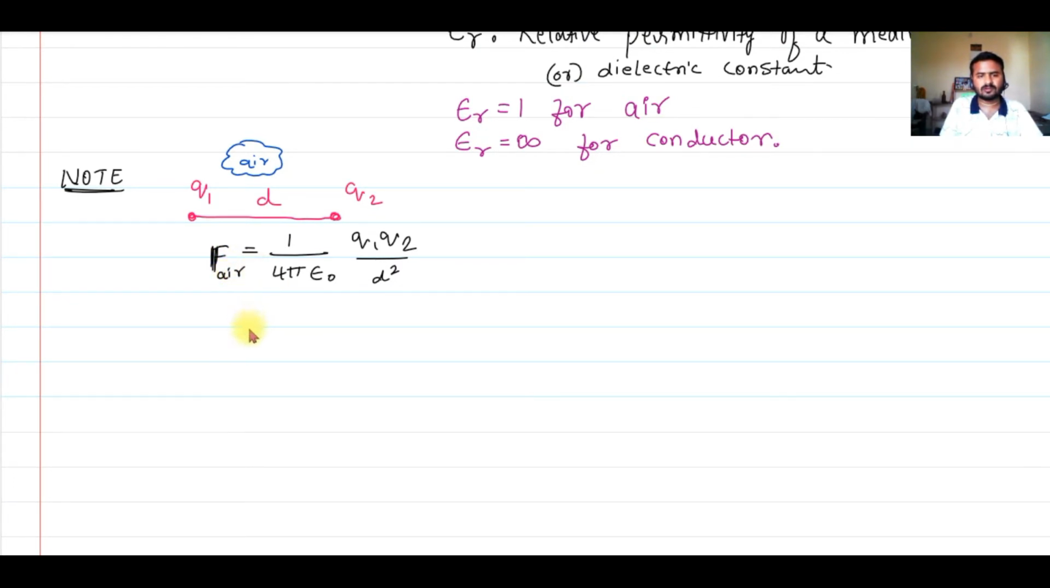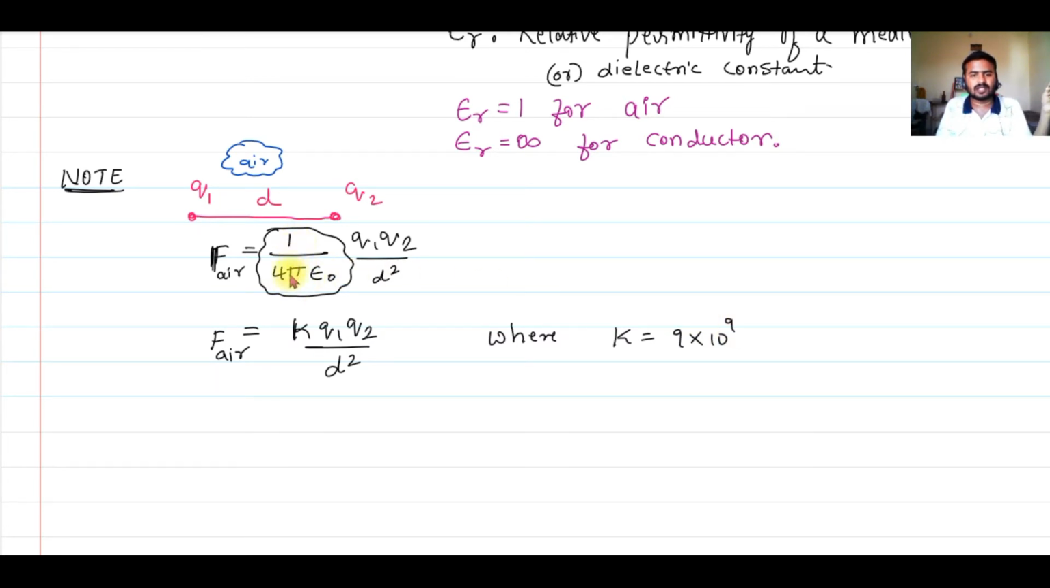Now further, every time I don't have to calculate this 1 by 4 pi epsilon, which is anyway constant. So that is written simply as k q1 q2 divided by d square. Now what is k here? The value of k is 9 into 10 power 9. If you substitute and calculate, with the epsilon naught value 8.854 into 10 to the power of minus 12, you will get the value as 9 into 10 to the power of 9.